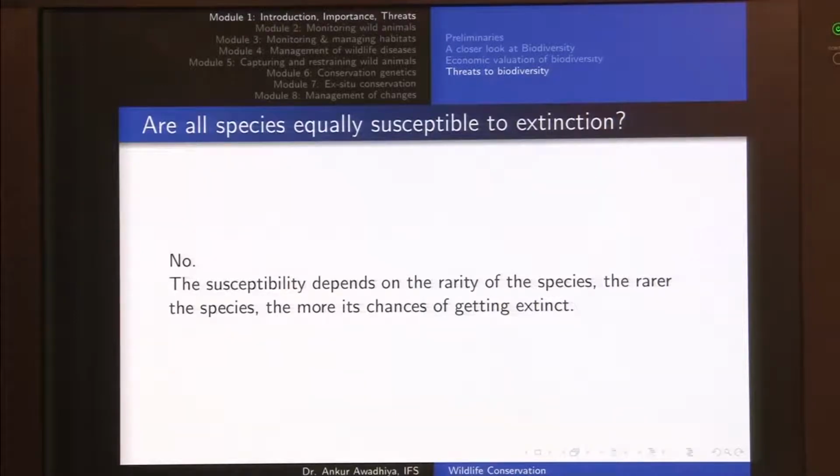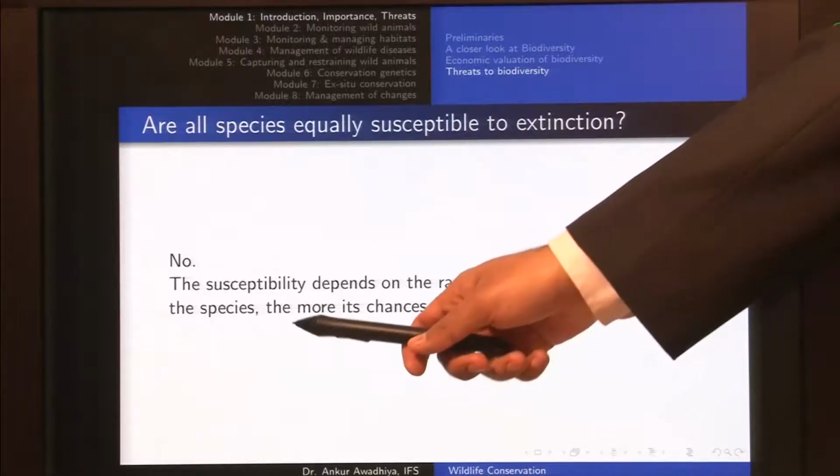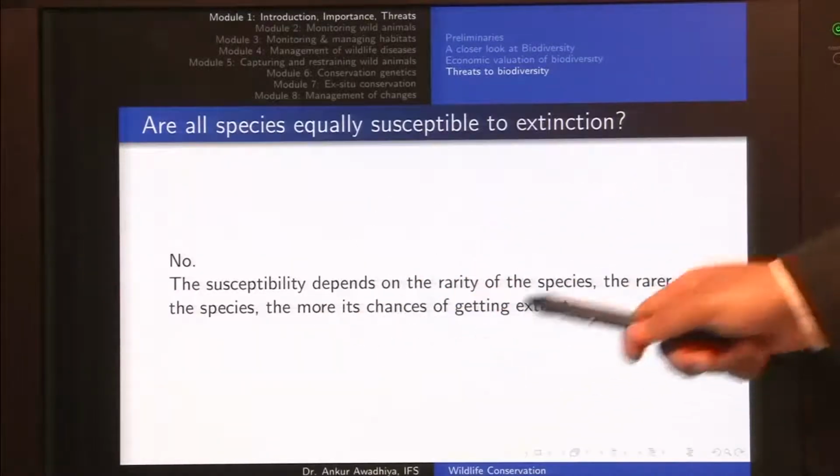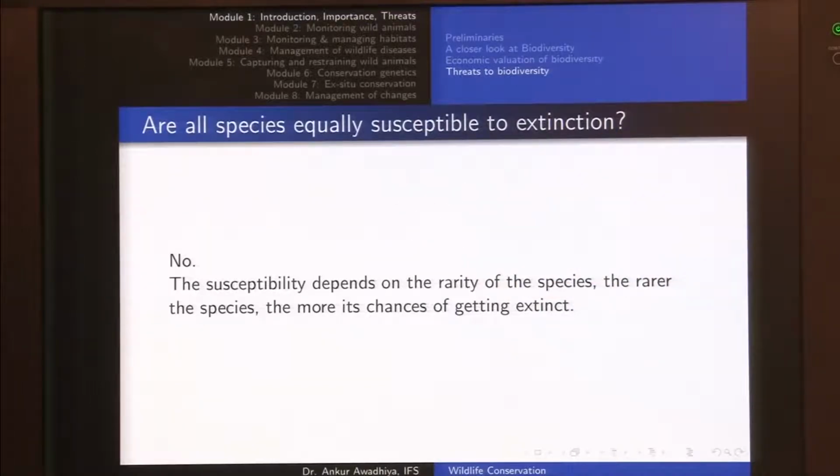Because suppose there is a species that has, say, 10 million individuals, and even if we remove 9 million individuals, we will still be left with a million individuals that would be able to propagate the species. But if we have, say, 10 individuals, and if we remove 9 individuals, we will be left with only 1 individual, and this individual will not be able to breed because it does not have a mate, and so it will be doomed to extinction. The species will be doomed to extinction. So, the susceptibility depends on the rarity of the species. How many individuals are there at present, that would determine whether a species is susceptible to extinction or not.